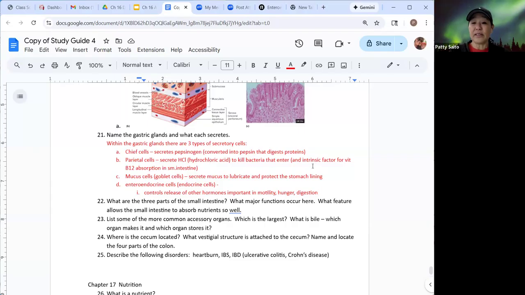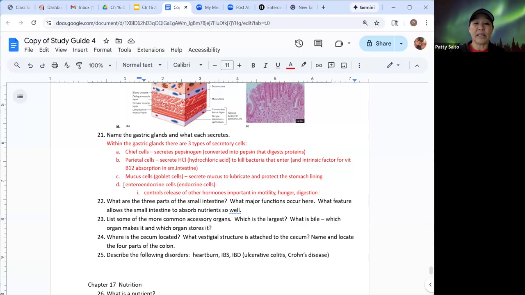And there's something called intrinsic factor that's also secreted. I'm not sure if I'll ask that, but definitely hydrochloric acid. But know that, in case you read about it or something, it helps with vitamin B absorption. Mucus cells, also called goblet cells, secrete mucus, and it helps to lubricate and protect the stomach lining also.